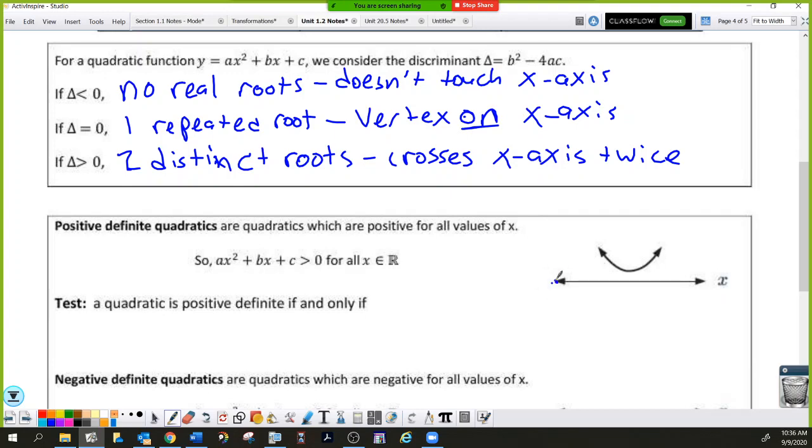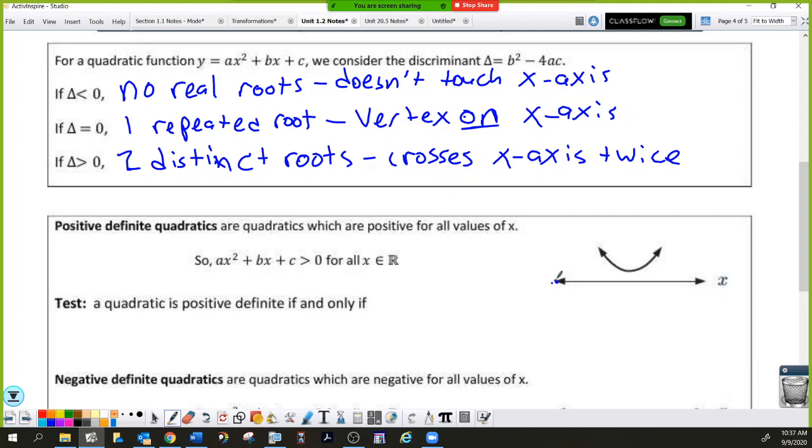It's a quadratic that points up and never crosses the x-axis, right? It's positive definite, meaning all of its values are positive, all of them. Because 0 is not positive. 0 is just 0. So positive definite means every single y value this thing has is a positive number.